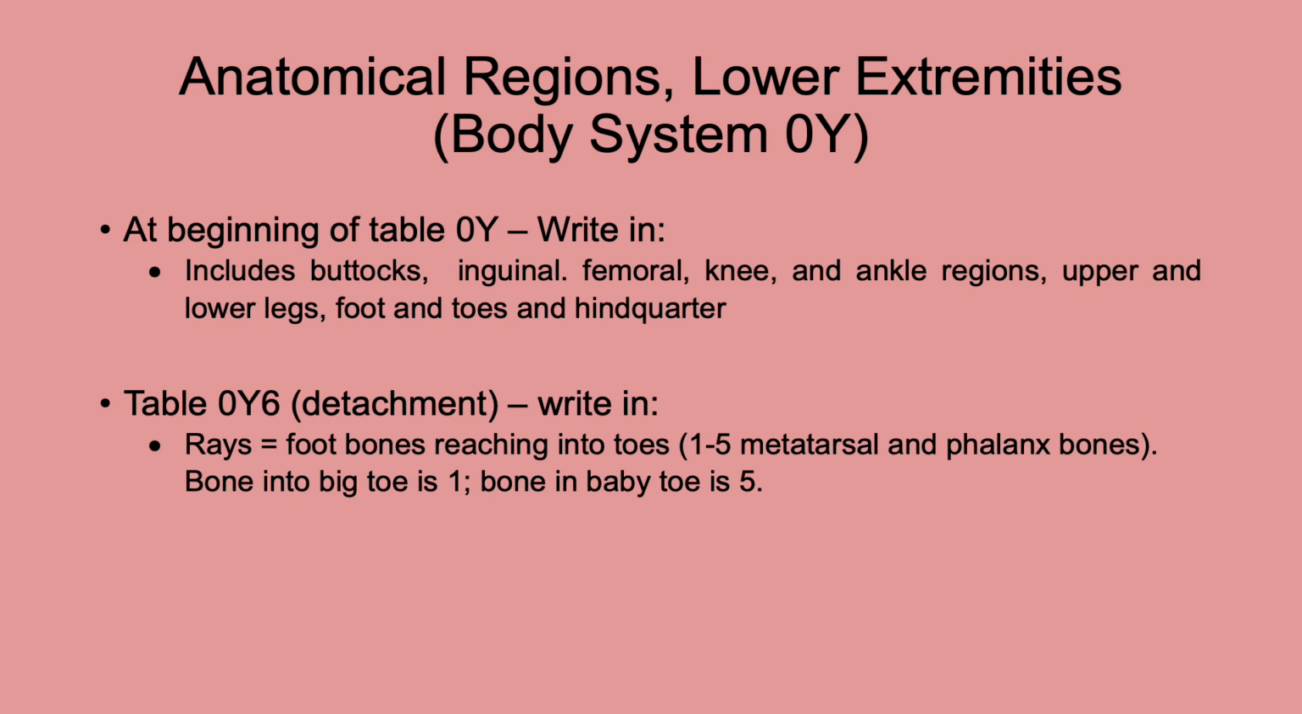Okay, for lower extremities, at the beginning of the table 0Y, write in: includes buttocks, inguinal, femoral, knee, and ankle regions, upper and lower legs, foot and toes, and hindquarter. So for 0Y6, detachment, write in: raise equals foot bone, reaching into toes. Big toe is 1, count over to the baby toe, and that is 5. So that'll tell you which number you are at.